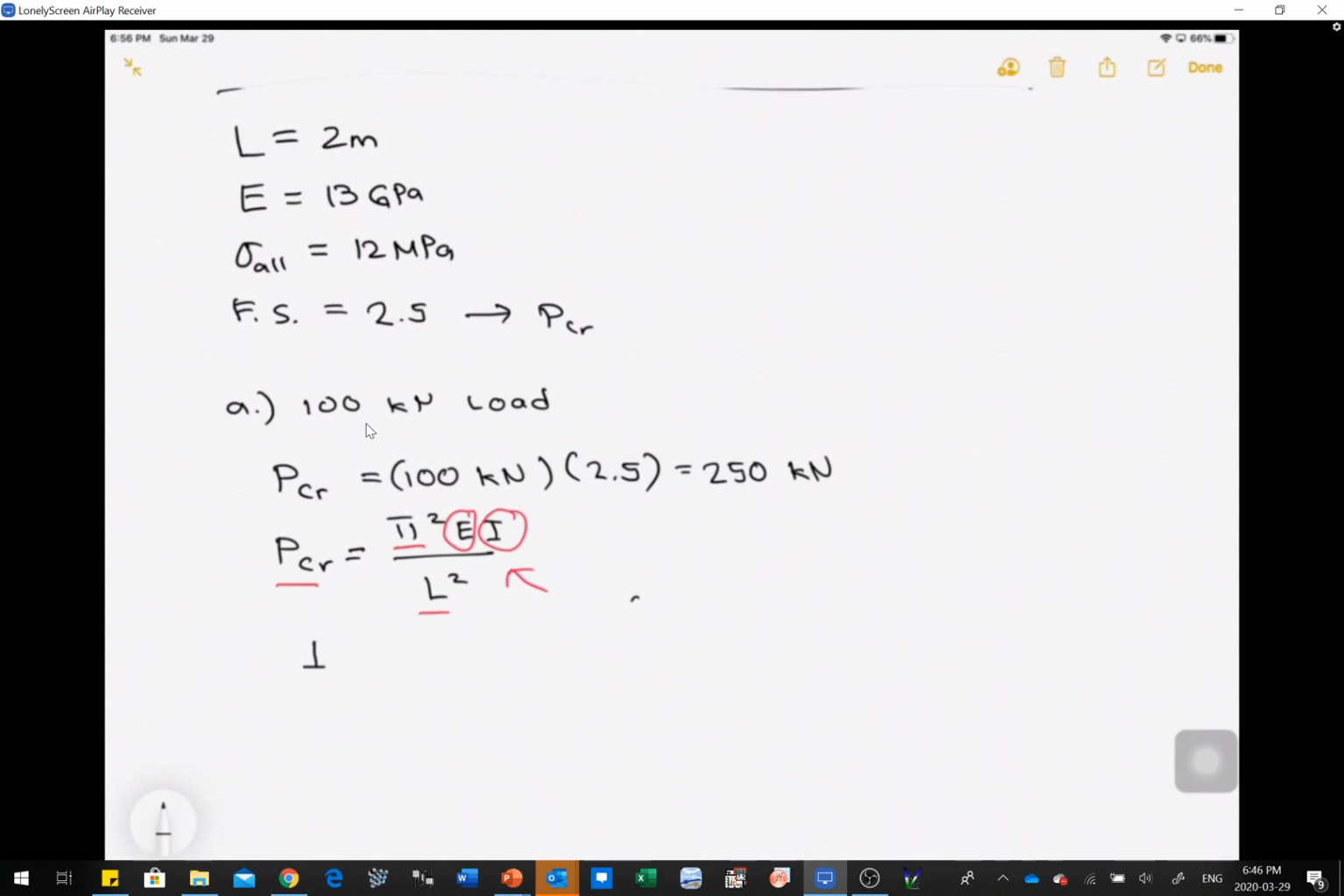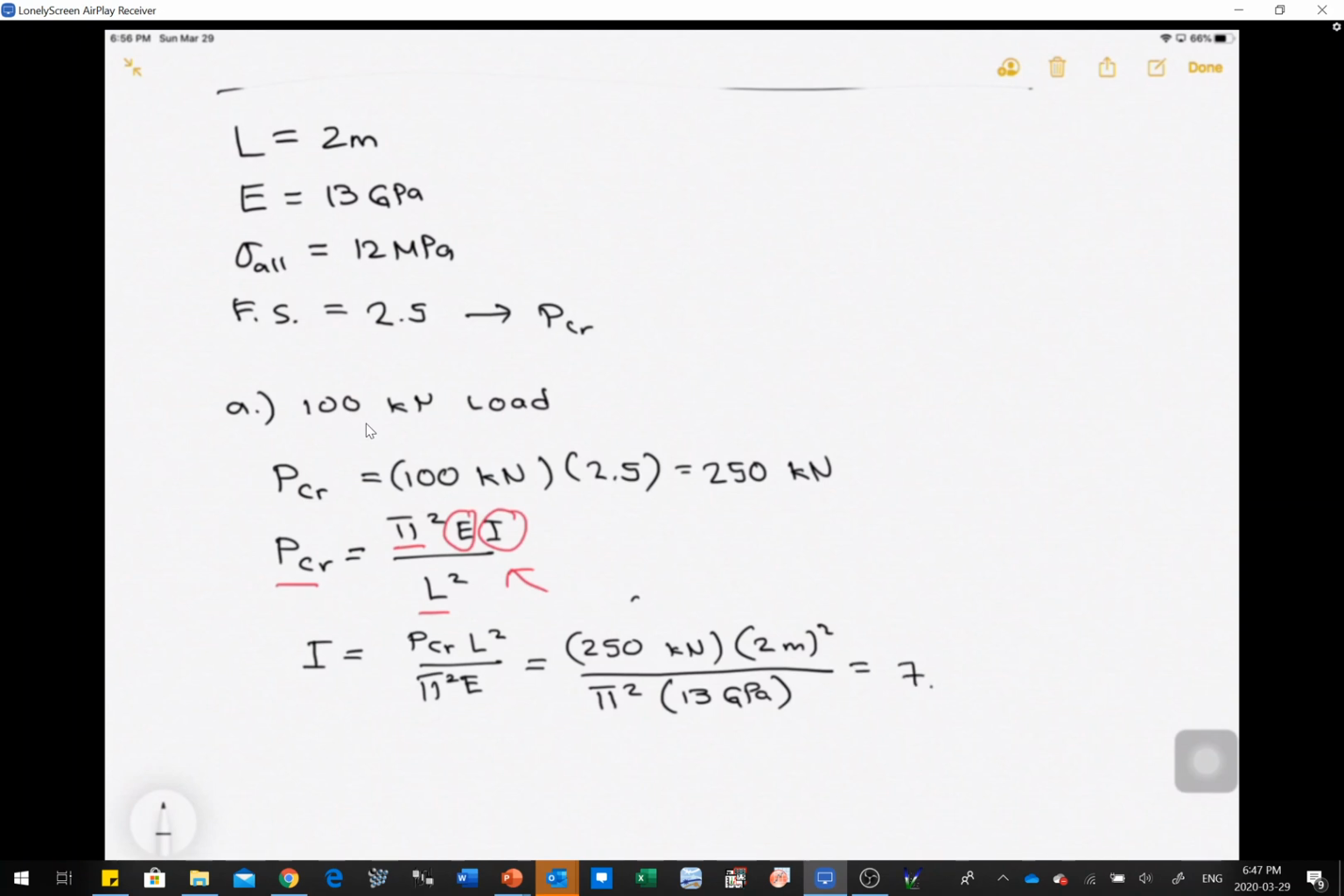In this case, I is equal to PCR L square divided by pi square E, and that's equal to 250 kilonewtons, which is with the factor of safety, times L, which is 2 meters square, divided by pi square times our E, which is 13 GPa. And that's equal to 7.794 times 10 negative 6 m raised to 4. So that's the moment of inertia of our structure.